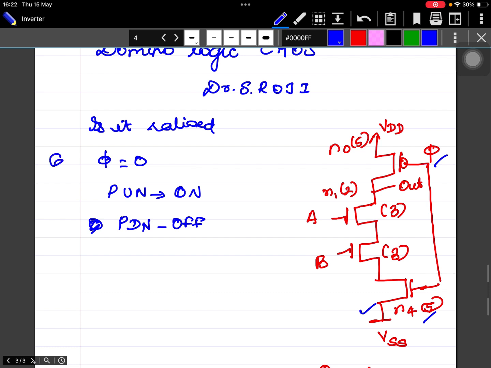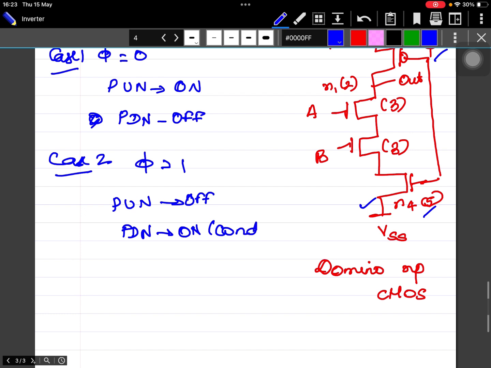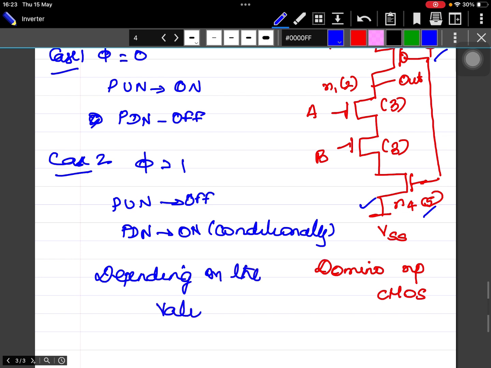The next one, so this is case 1. The case 2 is phi is equal to 1. When phi is equal to 1, the pull up network is off and the pull down network will be on, or it will be conditionally on. What do you mean by conditionally on? It will be on depending on the values of A and B. Am I right? So there is no problem. The circuit is completely not ratioed.